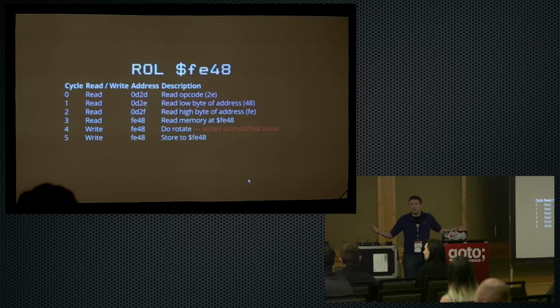which again is no harm, no foul, right? If you write to memory twice, what difference does it make? Except that FE48 here is one of those hardware timers. Writing to it actually has a side effect. It actually cancels an interrupt that's going and can cause all sorts of things to happen. So you have to model that too.